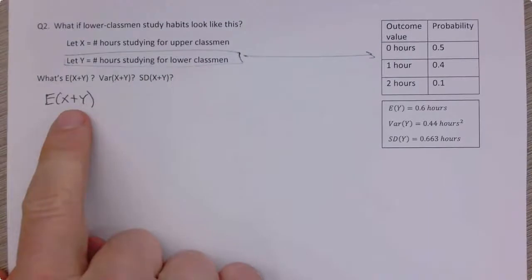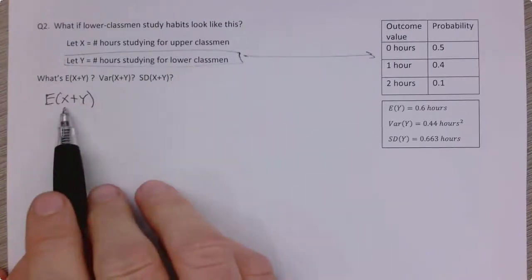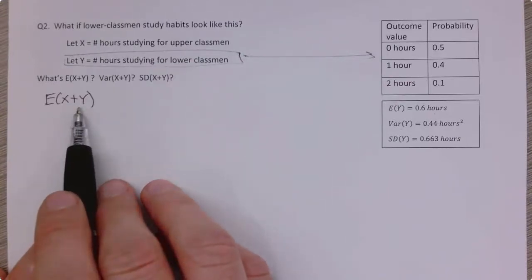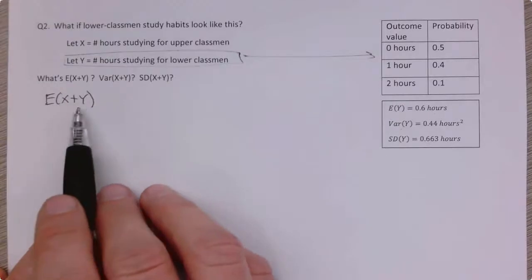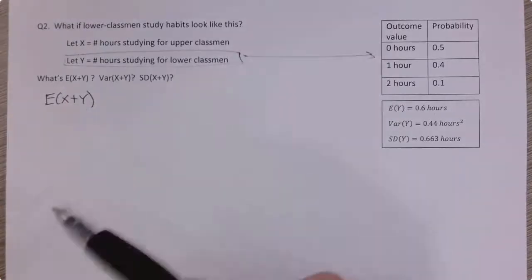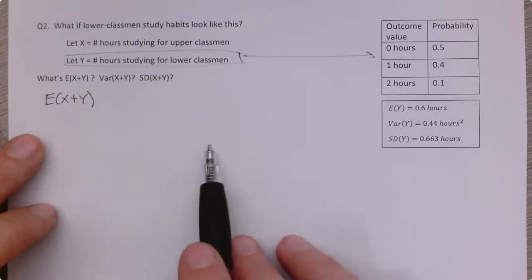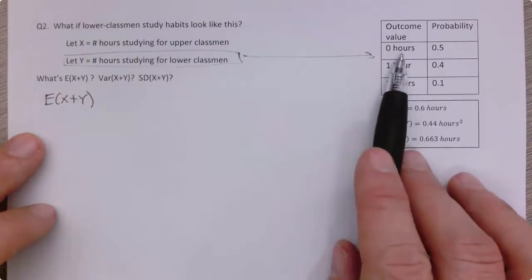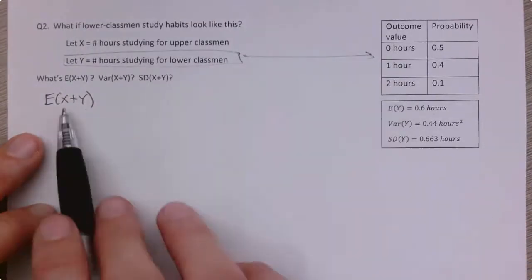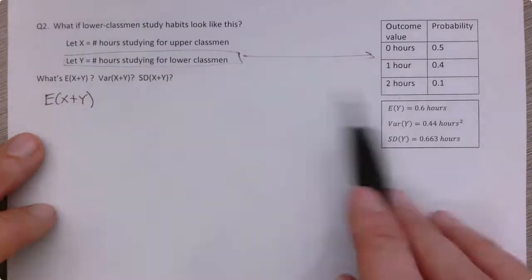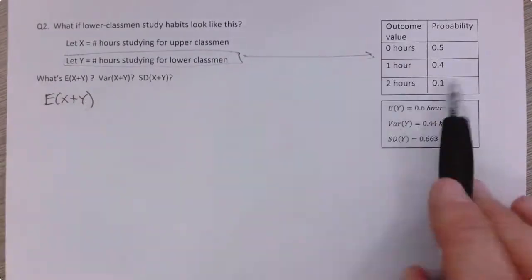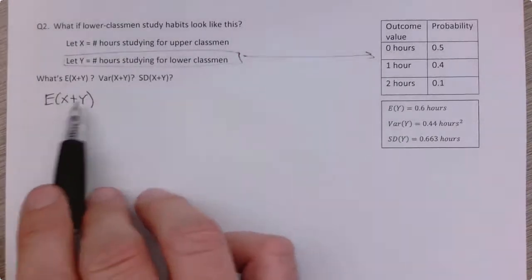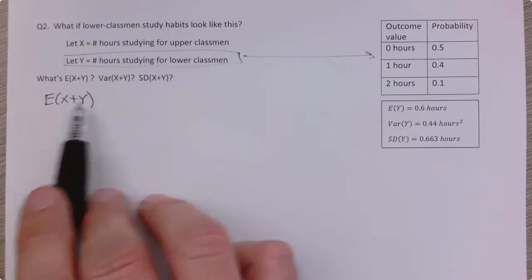Let's think about what this means, actually. If I'm going to randomly pick an upperclassman and a lowerclassman, ask each one of them how long they studied, and then add those two numbers together, you can imagine that if I did that over and over again, I would have a distribution of possible values. Those values would range from 0 up to 4 as the maximum, because I might randomly choose an upperclassman who studied for 2 hours and a lowerclassman who studied for 2 hours. So I'm imagining a distribution where I've chosen 2 people, asked their study times, and added them together.